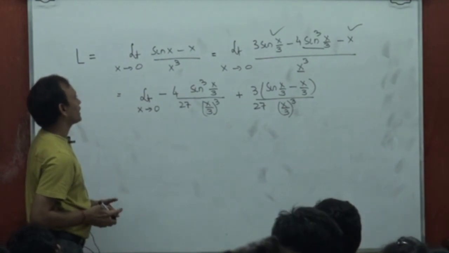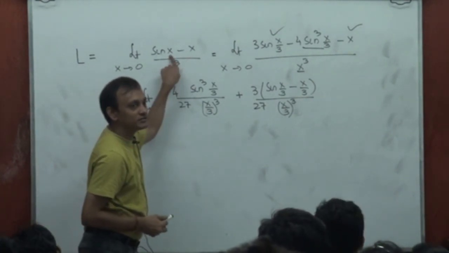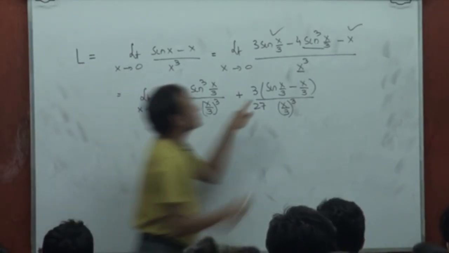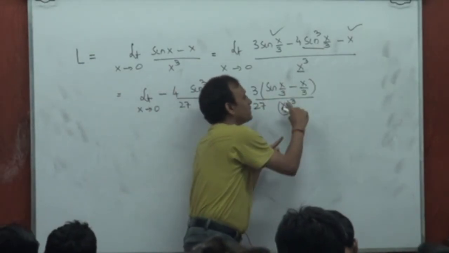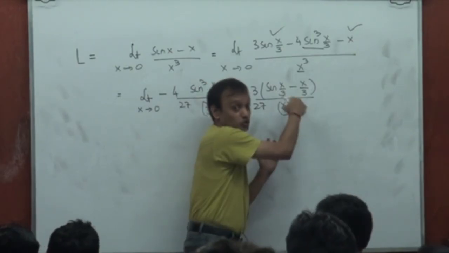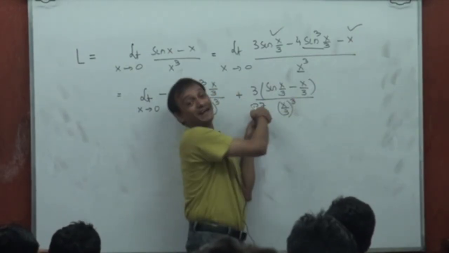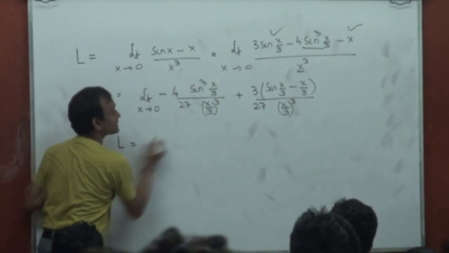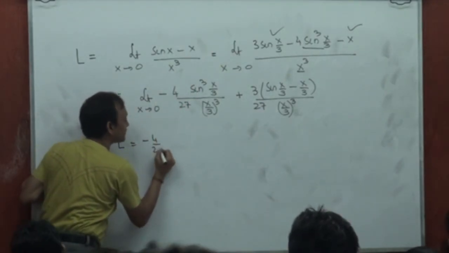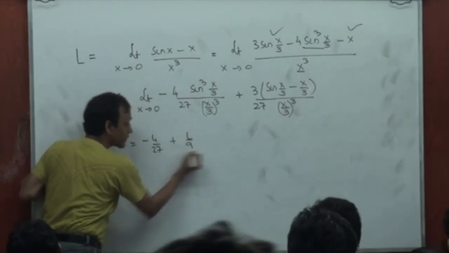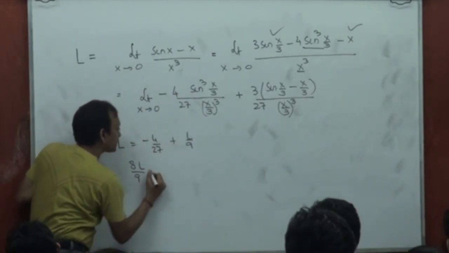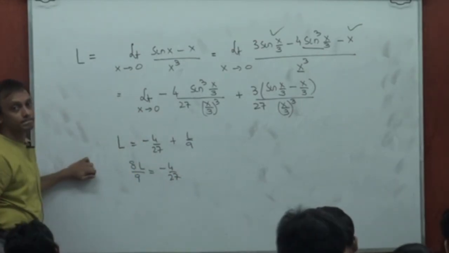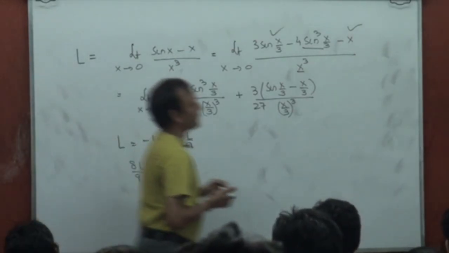Hey, this is the limit of (sin t minus t) by t cube as t tends to 0, which is L. So this is also the limit of (sin t minus t) by t cube as t tends to 0. That's also going to be L. Yes or no? So this is going to become L by 9. So L then is minus 4 by 27 plus L by 9, or 8L by 9 is minus 4 by 27. Yes, right?